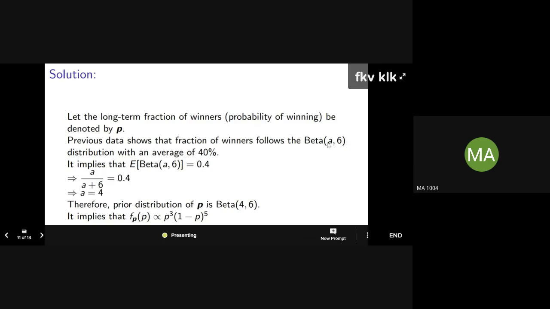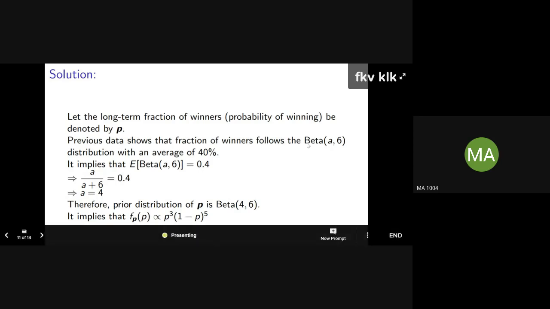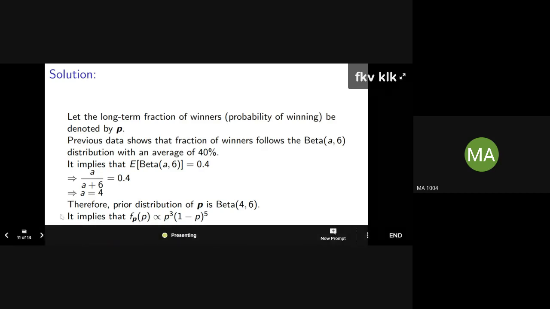So we know one parameter, the other parameter we have to find out. How will we do that? The average is given and we know the distribution follows the beta distribution, so its expectation will be a divided by a plus b. In this case, b is 6. So we'll use this information, that this average is 40%. We can equate both of these and we'll get a to be 4. Okay. So we know now what our prior distribution is. The prior distribution of p is beta 4 comma 6.